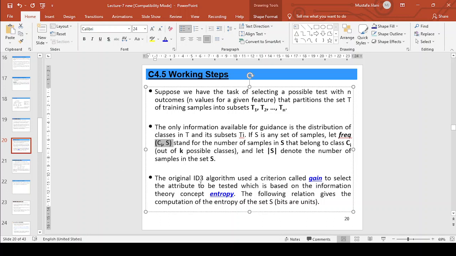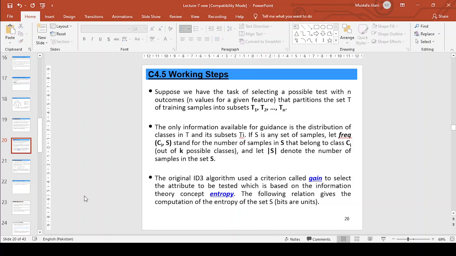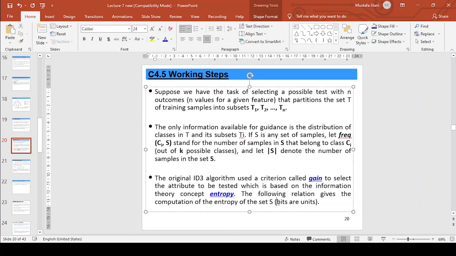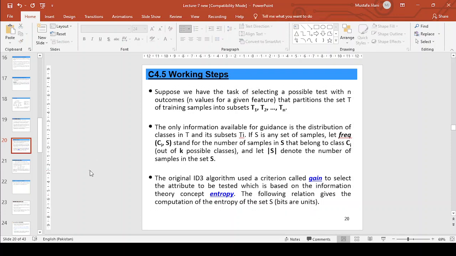The original ID3 algorithm used a criterion called gain to select the attribute to be tested, which is based on the information theory concept of entropy. So basically it is coming from signal processing. The following relation gives the computation of the entropy of the set. So this is signal energy, and bits are the units.